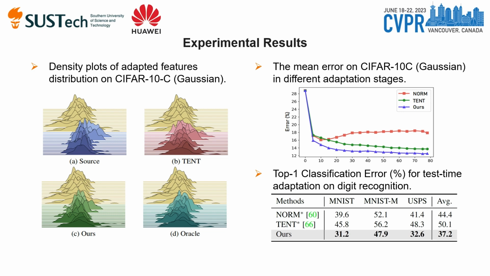The mean adaptation error of the full test dataset on Gaussian noise of CIFAR-10C in the different adaptation stages is shown on the right side. We can see that our method outperforms the Norm and Tent methods after the fifth batch of test-time adaptation. This implies our method can reduce error faster given few testing samples. Results for digit recognition from the SVHN to MNIST, MNIST-M, and USPS datasets are also reported in the bottom right. We can see that our method achieves the lowest average error when compared to other test-time adaptation methods.